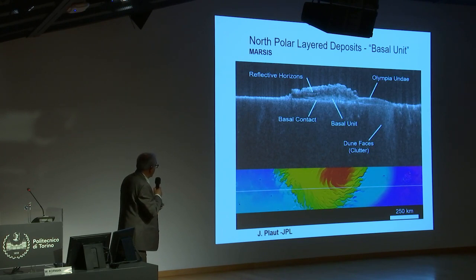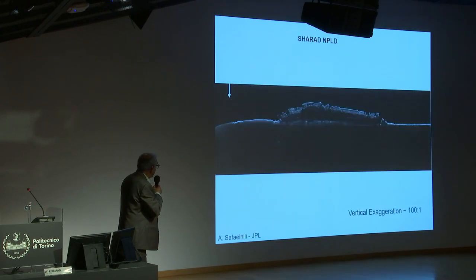This is the image of the North Polar Cap. And here is the image inverted, because one set of orbits went to the north and the other to the south. And we have here SHARAD measurements.